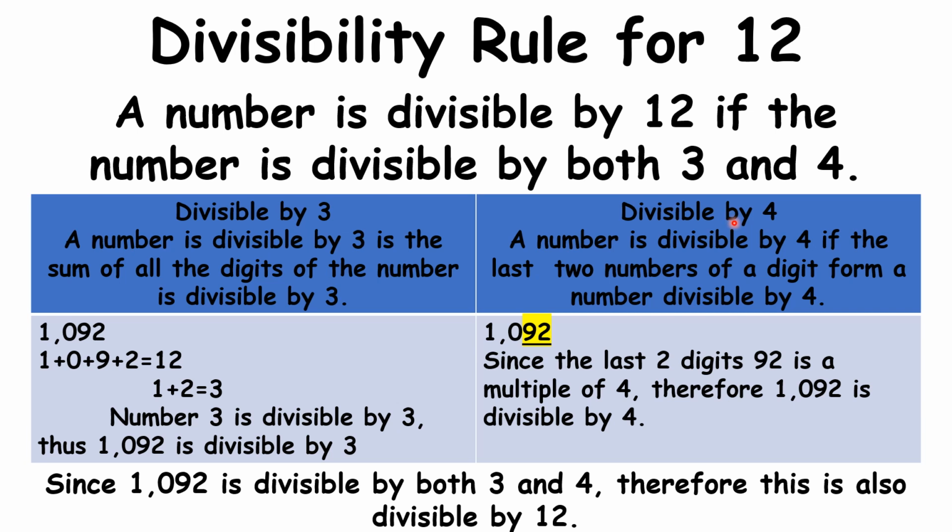Again, the divisibility rule for 4 states that a number is divisible by 4 if the last two digits form a number divisible by 4. Is 1092 divisible by 4? Since the last two digits, 92, is a multiple of 4, therefore 1092 is divisible by 4. Since 1092 is divisible by both 3 and 4, therefore, this is also divisible by 12.